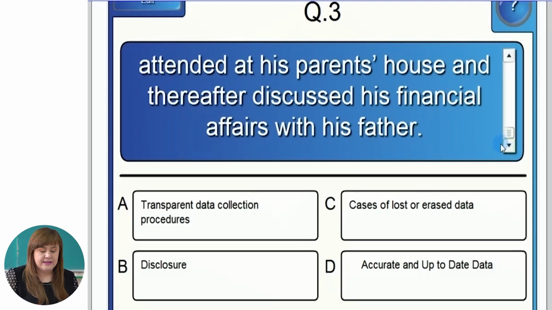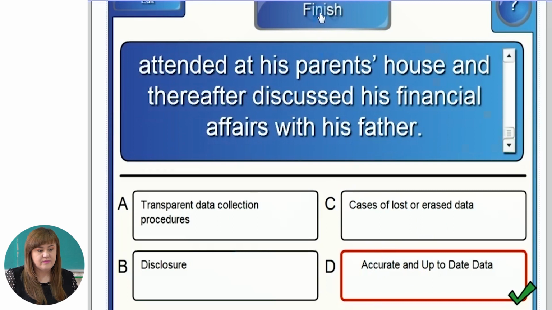And let us see a few possible answers. A. Transparent data collection procedures. B. Disclosure. C. Cases of lost or erased data. D. Accurate and up-to-date data. The correct answer is D.